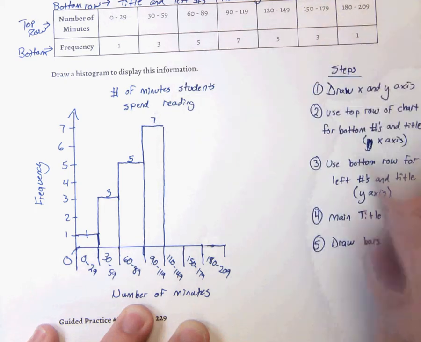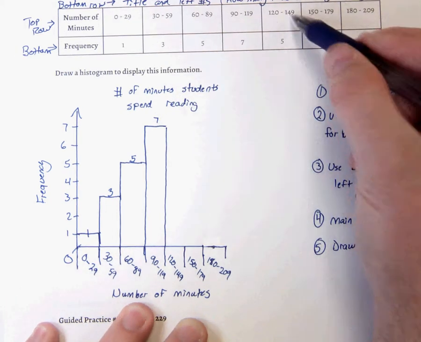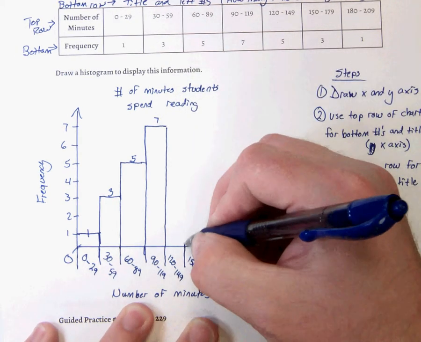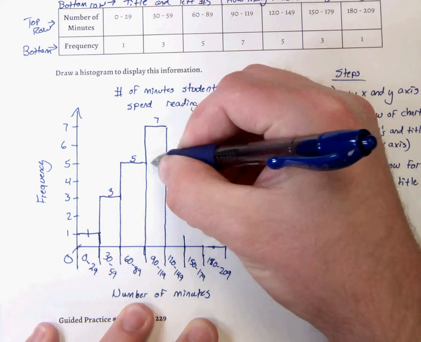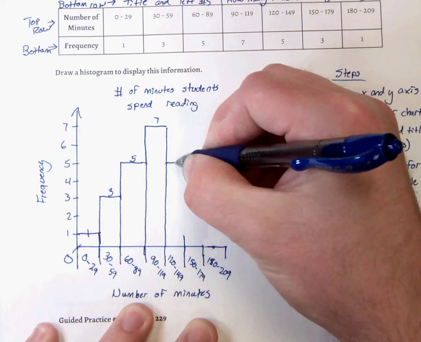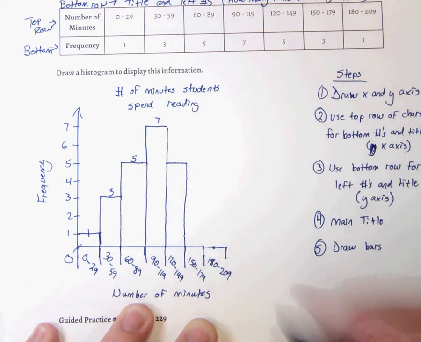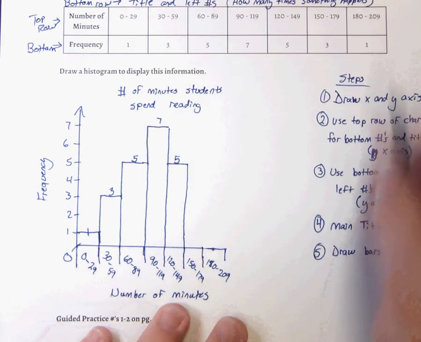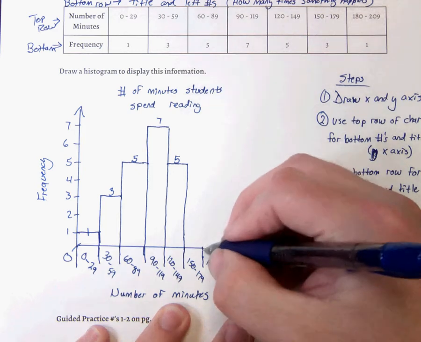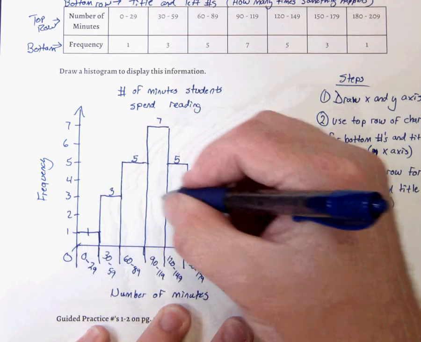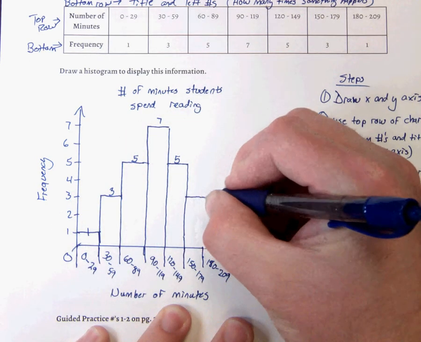It may be a good idea to use some sort of straight edge to make sure that they match and line up, such as that. And then last, 180 to 209, right here at 1. So I'm going to look at my straight edge so I get it right. So right there.